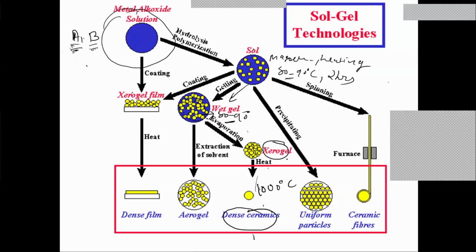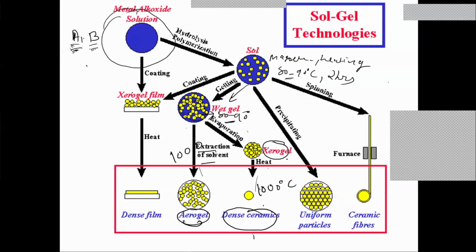Now, once you got a wet gel at 80-90 degrees centigrade, what you do? Remove the wet gel. Magnetic stirrer में से wet gel ले लो, and then heat it at a higher temperature. 80-90 से सीधा आप 100-900 degrees, sorry, 200-300 या more than 100 degree centigrade पर ये wet gel को muffle furnace में heat करो. So the particle you get is known as an aerosol. Okay, that is known as an extraction of the solvent.